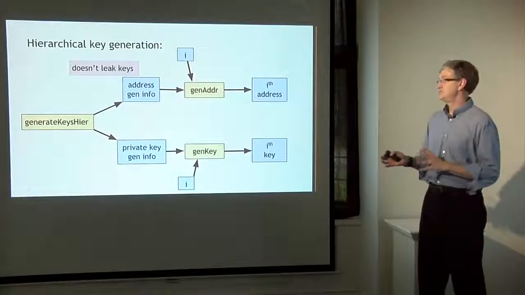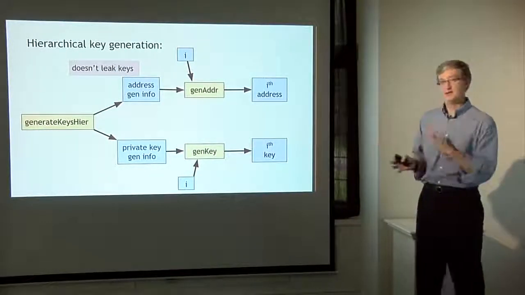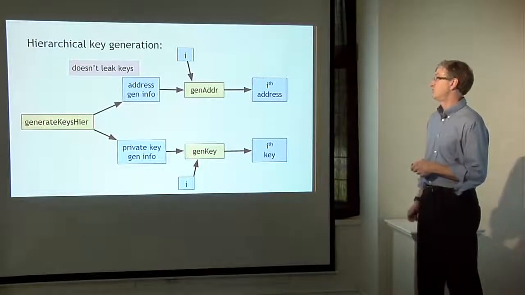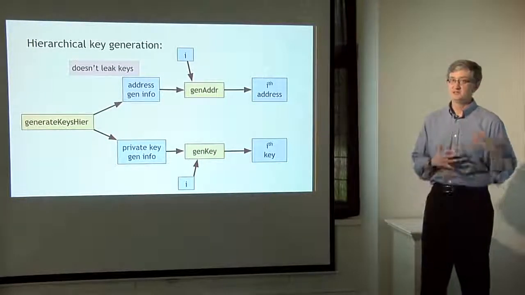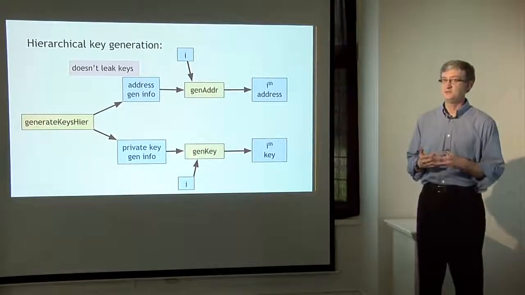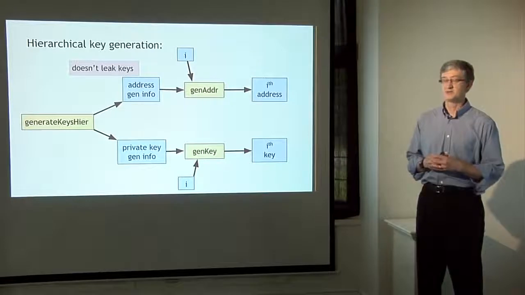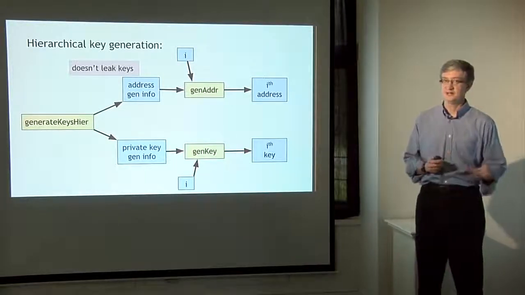Now, not all digital signature schemes that exist can be modified in a way like this to support hierarchical key generation. Some can and some can't. But the good news is that the digital signature scheme used by Bitcoin, which is called ECDSA, does support hierarchical key generation, and so we can do this trick.